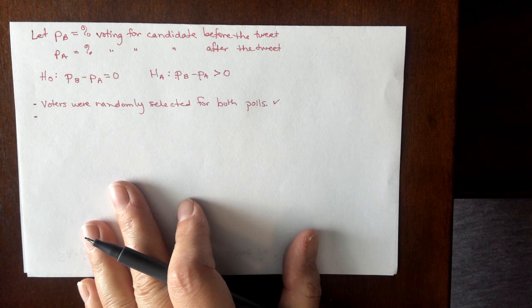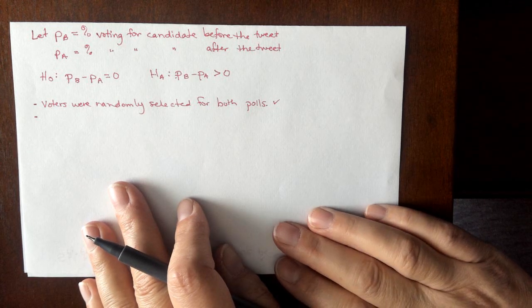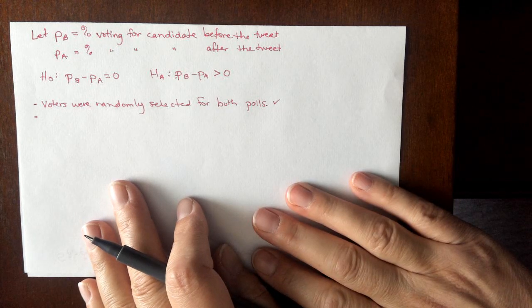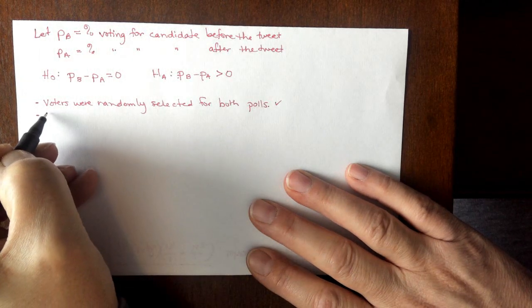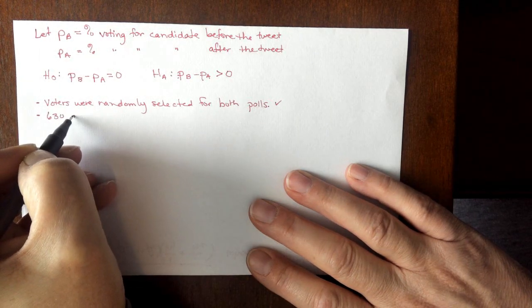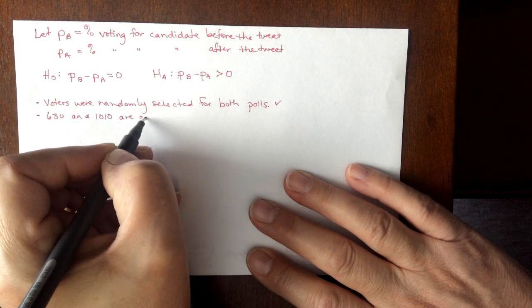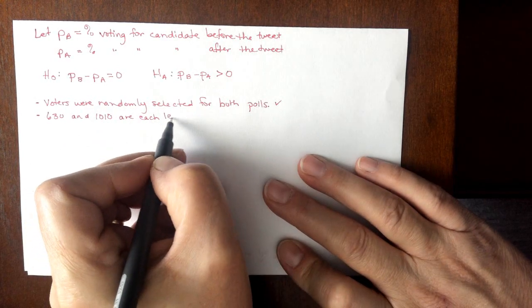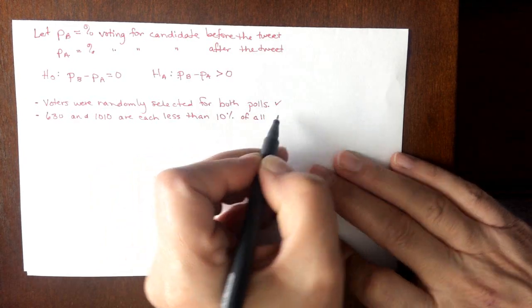Then we want to check independence within the groups, which could also be a sample size. So we could argue that in each before and after poll, each voter's stance is independent of other voters. We could also argue the 10% condition, and that is your override, and probably a little bit easier to write up. So let's argue the 10% condition. 630 and 1010 are each less than 10% of all potential voters.